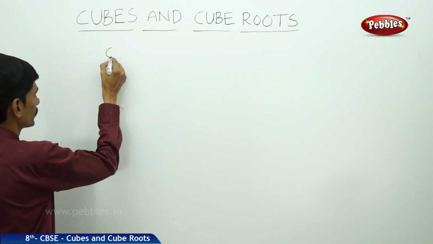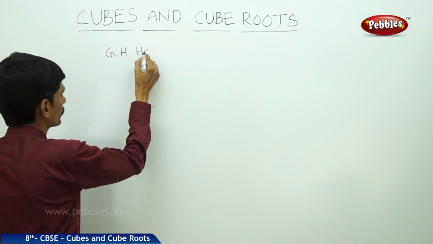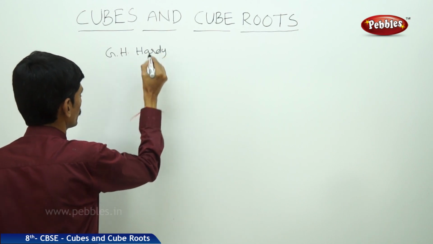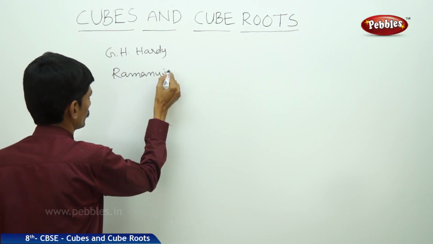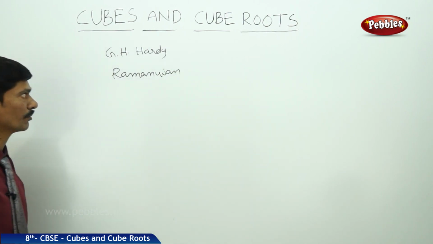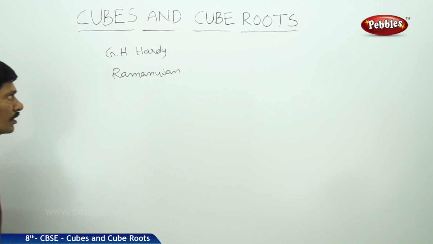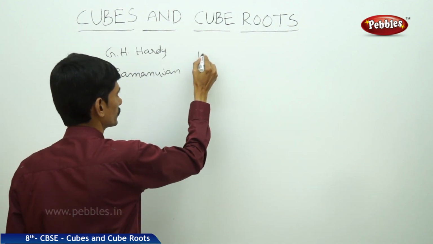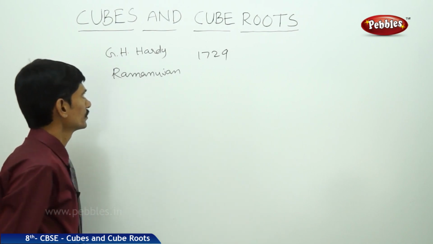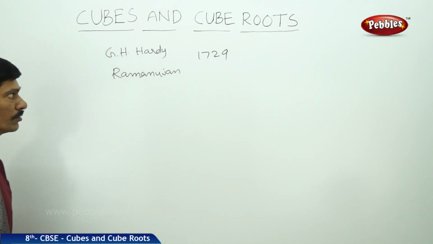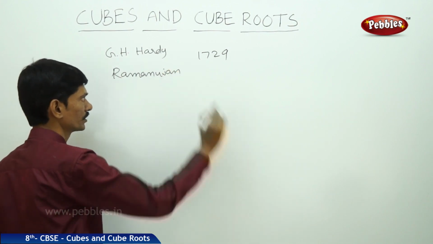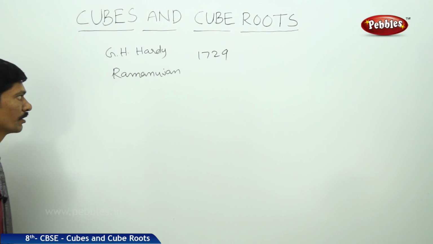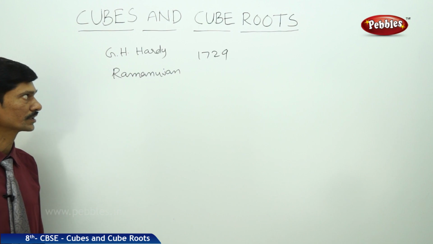G.H. Hardy told Ramanujan that the taxi number was 1729 and that it has no importance, it is a dull number. But immediately Ramanujan replied that it is not a dull number. He described the number 1729, the taxi number.